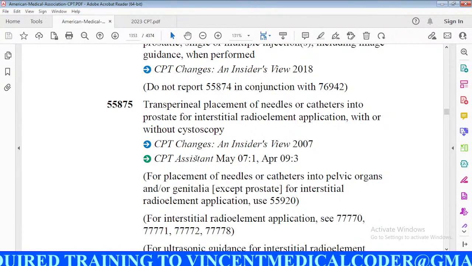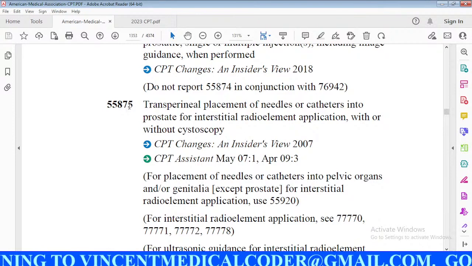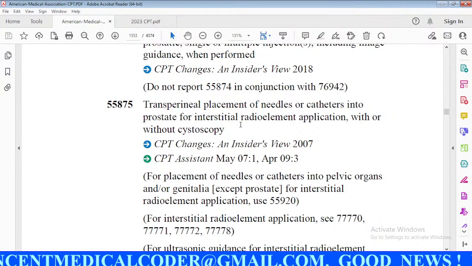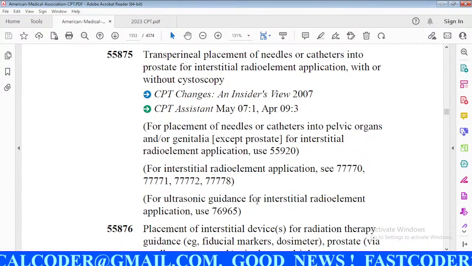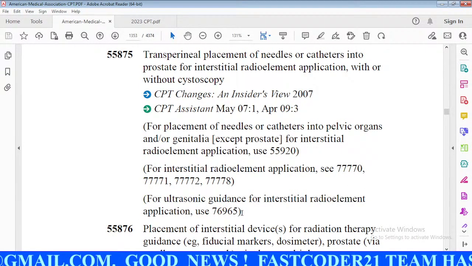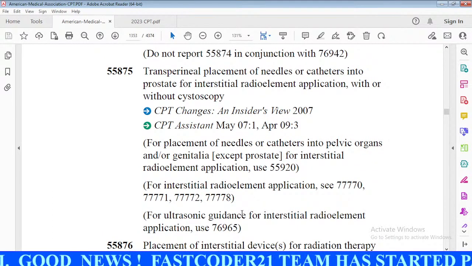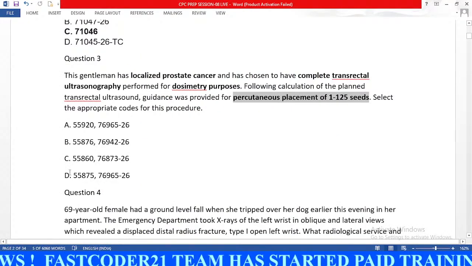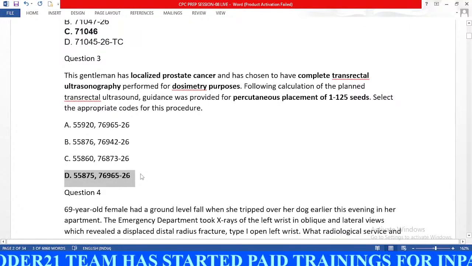If we check under this code, we will get one guidance related to ultrasound. 55875, transperineal placement of needles or catheters into prostate for interstitial radio element application with or without cystoscopy. If you see here, for ultrasonic guidance for interstitial radio element application, we need to use 76965. So because of these two reasons, our answer is 55875 and 76965 with modifier 26. Here the physician is performing the professional component, not the technical component.